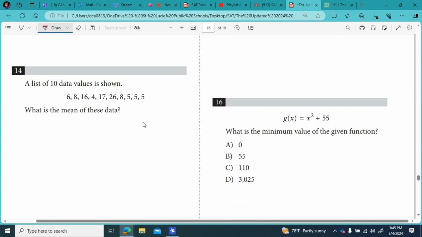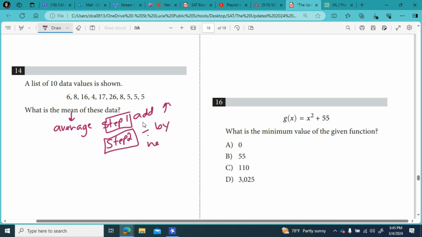And question 14 says, a list of 10 data values is shown. What is the mean of these data? Another word for mean would be average. And how do you find average of a series of numbers? Step 1, add them up. And then step 2, divide by how many numbers.